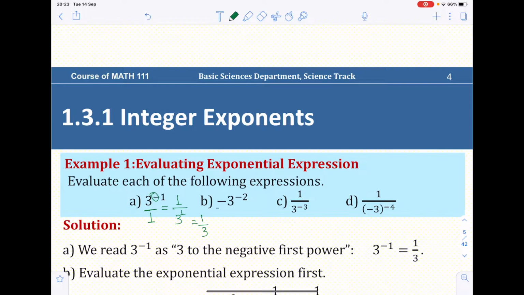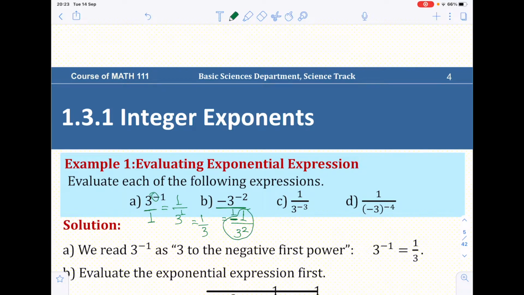Okay, for part B, same things. The negative, I will put the negative because it has nothing to do with the power. Then I will flip the fraction. The denominator here equal 1. So the 3 to the power 2 would be in the denominator, and in the numerator I'll put 1. So the answer is negative 1 over 3 to the power 2.